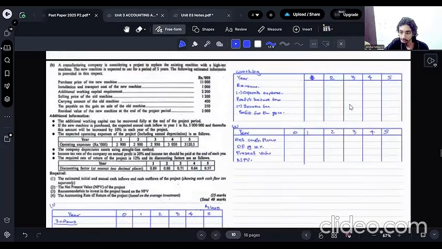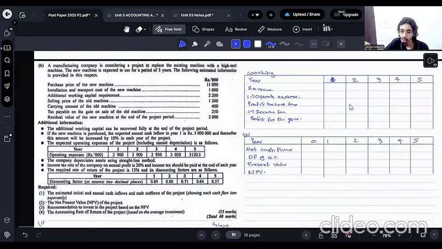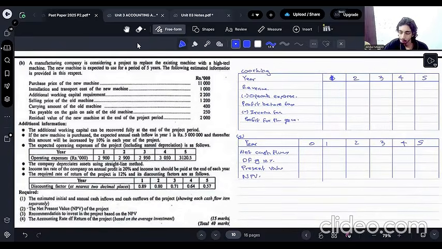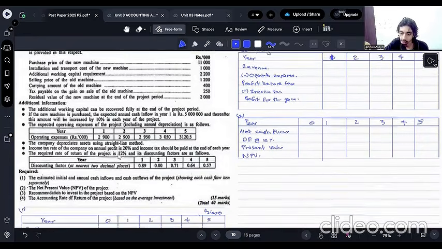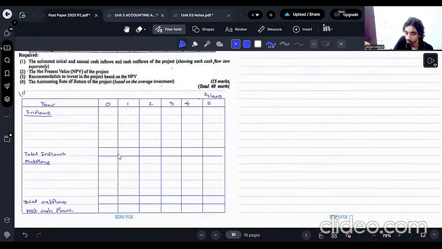the investment appraisal question. So B part, a manufacturing company is considering a project to replace the existing machine with a high-end, high-tech machine. The new machine is expected to be used for a period of 5 years. The following estimated information is provided in this respect. Purchase price of the new machine 11,000. It will be an outflow in the initial investment, year 0. You can say purchase price 11,000.